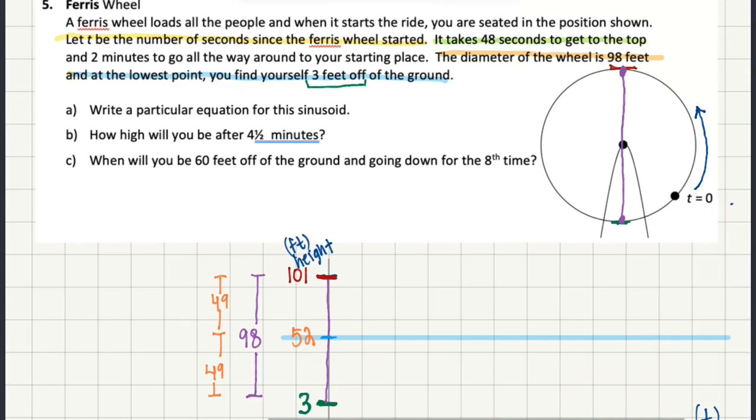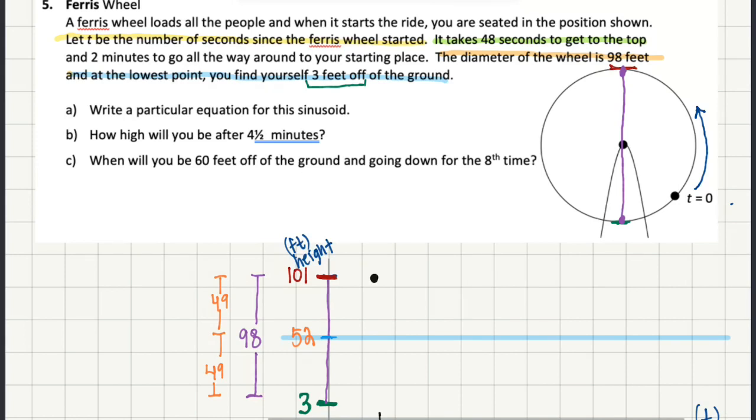It takes 48 seconds to get to the top. So to the top is our maximum height. So 48 seconds, I'm going to say that this distance right here is 48 seconds. It takes 48 seconds to get all the way to the top. So there's 1 point. So there's my maximum. I know that after a full revolution, I'm going to be at 101 feet again.